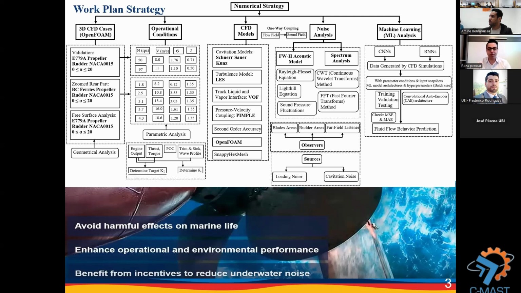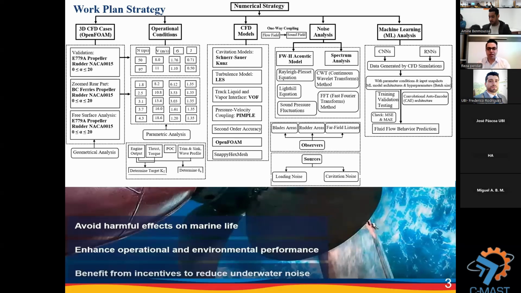we run the case in different operational conditions. In this case, non-dimensional numbers like advance ratio, cavitation number, and also the Reynolds number are very important, and the rotational speed of the propeller of vessels and also the free stream velocity are very important. In our CFD models, we use the SOAR in combination with very strong LES, large eddy simulation models, and also use volume of fluid to track the liquid and vapor interface.